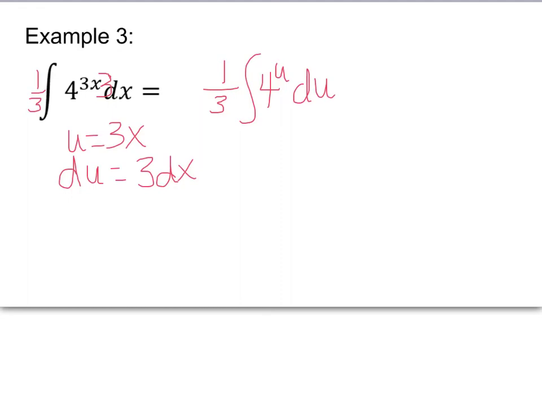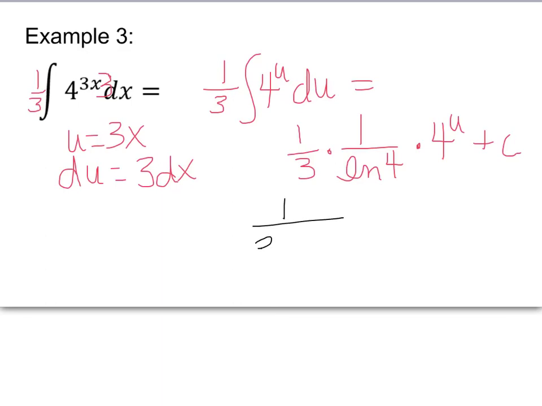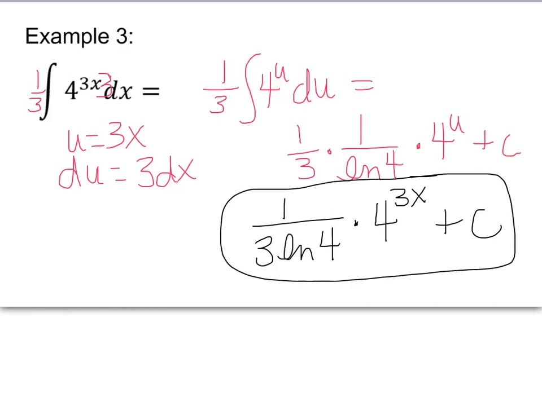Okay, the integral for a to the u. I'm going to keep my 1/3. And then remember I need times 1 over the ln of a. The ln of a would be ln of 4. And then I copy paste my 4 to the u plus c. But remember again, if we started the problem with x's, we need to finish with x's. And I can take these first two fractions and combine them into 1. 1 over 3 ln of 4 times 4 to the 3x plus c. And that will be my answer.